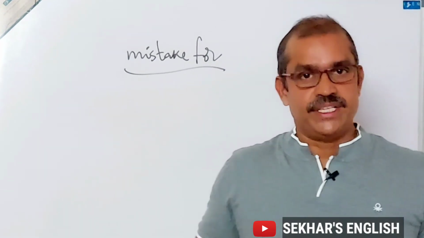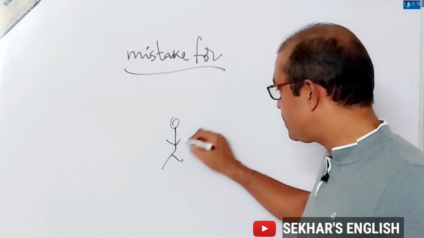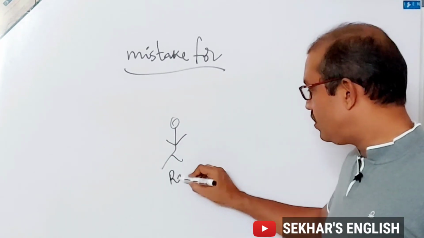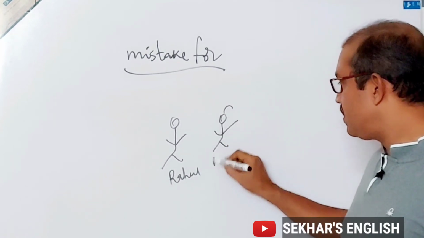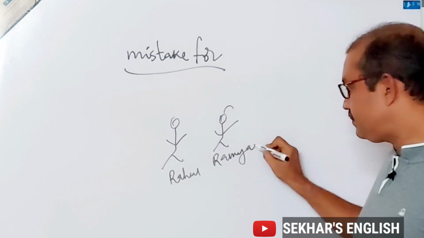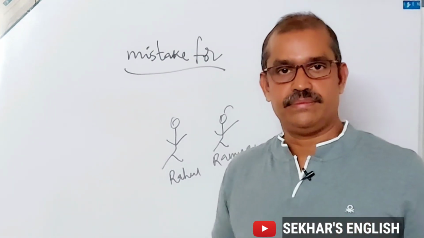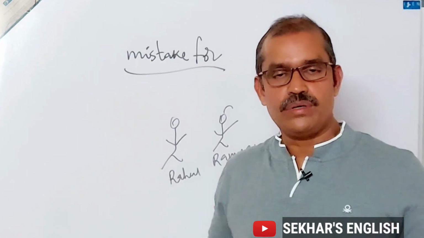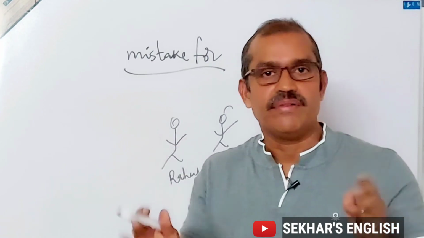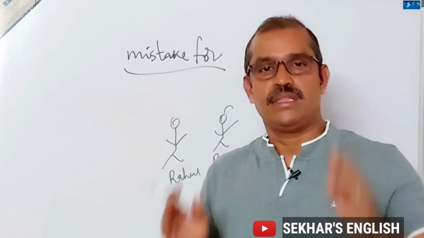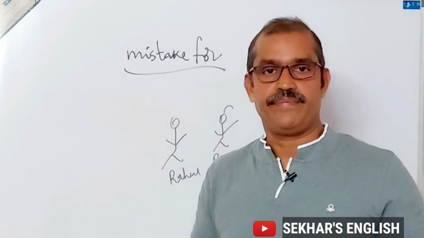Right? Friends, this is the last example. Just look at this. This is Rahul. This is Ramya. Rahul and Ramya. Actually, they are friends. They have some intimacy, they are very close, they are just friends. But the people feel that they are lovers. The people think that they are lovers. The people confuse, the people wrongly perceive that they are lovers.